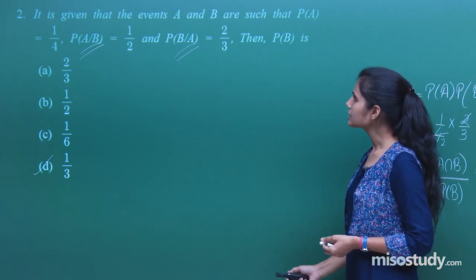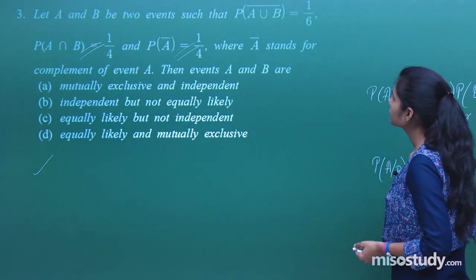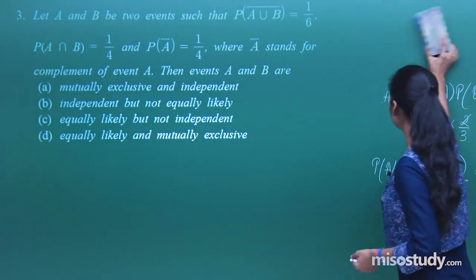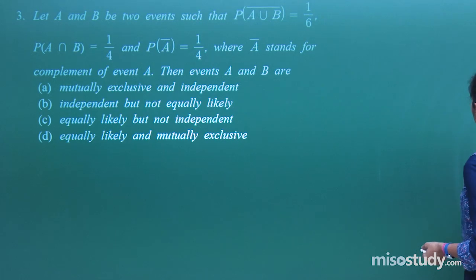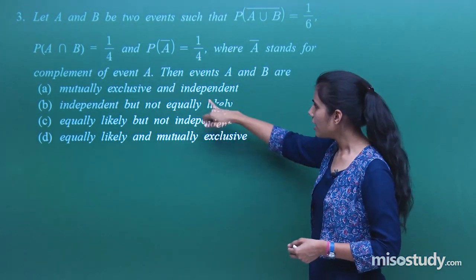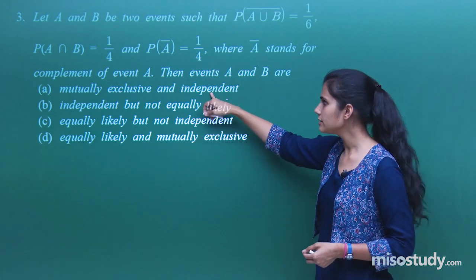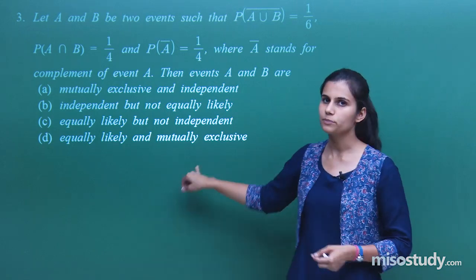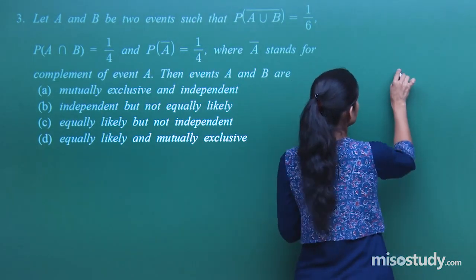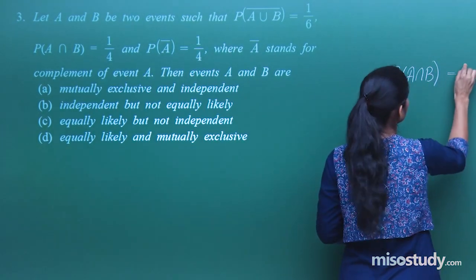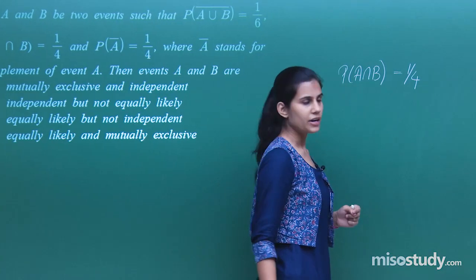Easy enough. Moving on to the next, we have: let A and B be two events such that probability of not happening of A union B is 1 by 6, probability of happening of A and B is 1 by 4 and probability of not happening of A is again 1 by 4. What is it about events A and B? Are they mutually exclusive as well as independent, or independent but not equally likely, or equally likely but not independent, or equally likely and not mutually exclusive? So first of all, probability of A intersection B in the question is given to you as 1 by 4. Right?